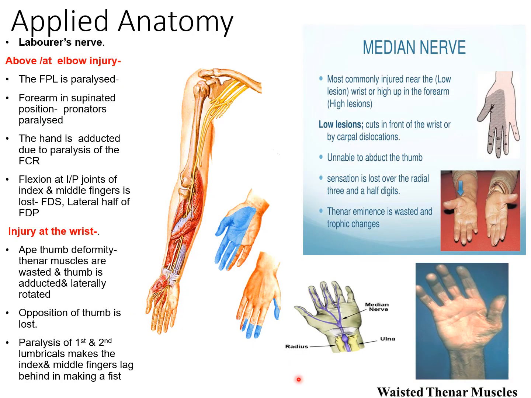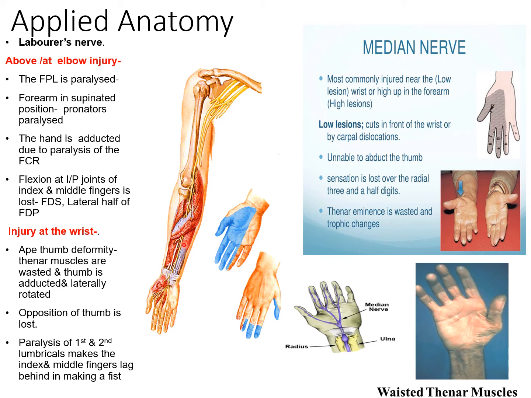Talking about the applied anatomy of median nerve, the median nerve controls the coarse movement of hand as it supplies most of the long muscles of front of forearm. It is therefore also called the laborer's nerve. When the median nerve is injured above the level of elbow, as in supracondylar fracture of humerus, the flexor pollicis longus is paralyzed, so the patient is unable to bend the terminal phalanx of the thumb.